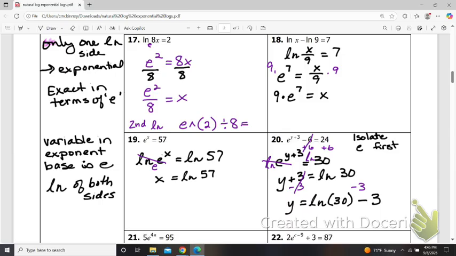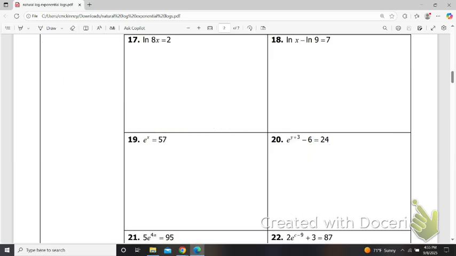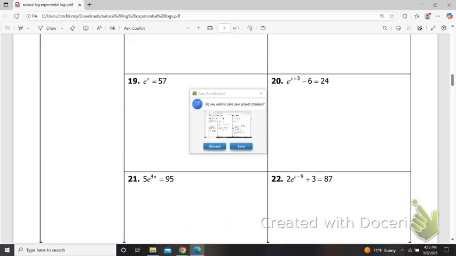Let's go ahead and look at 22. By the way, if it turns out that it ends up with a big fraction, you need to hit equal or you need to use an extra set of parentheses.